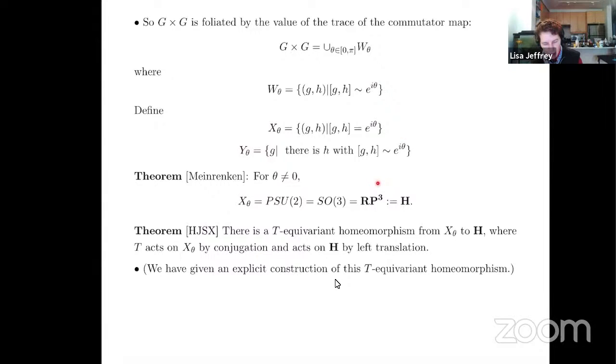So Eckhart and Meinrenken proved that X theta is isomorphic to SO3, or RP3, in other words. And we describe a T-equivariant homeomorphism from X theta to RP3, where T acts on X theta by conjugation and acts on RP3 by left translation. We've given an explicit construction of this T-equivariant homeomorphism.